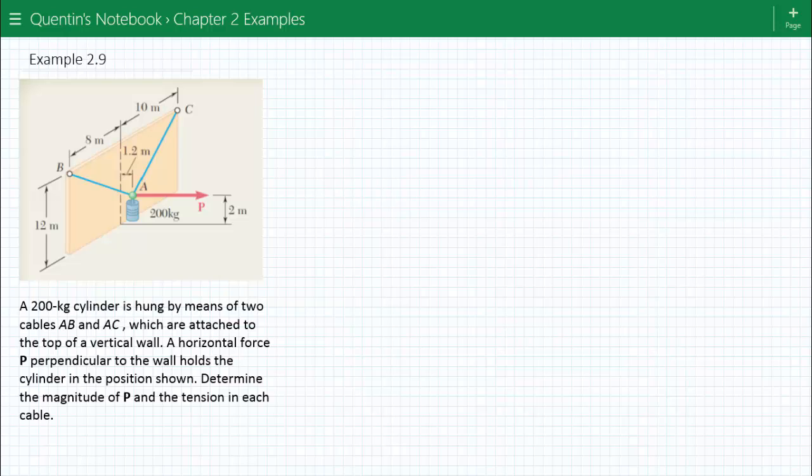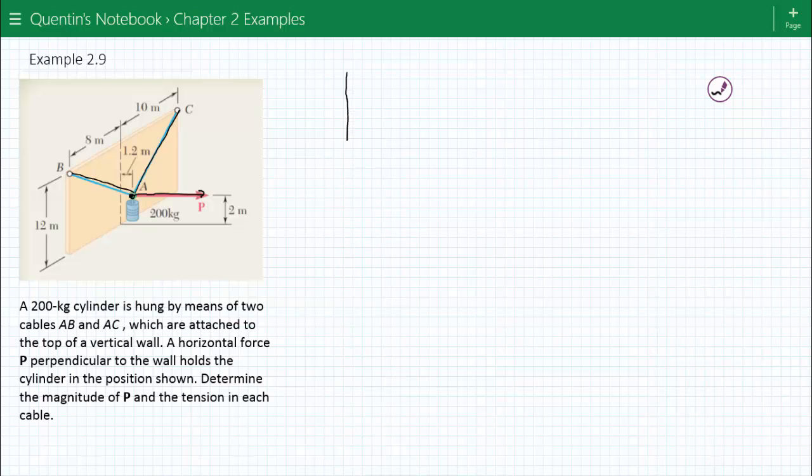Okay, let's look at example 2.9. This is going to be the last example for chapter 2. In this example, you have this 200 kilogram cylinder right here being held by these two cables, a cable here and a cable here, and you're having a force P there which is pulling it away from the wall. So let's draw the free body diagram.